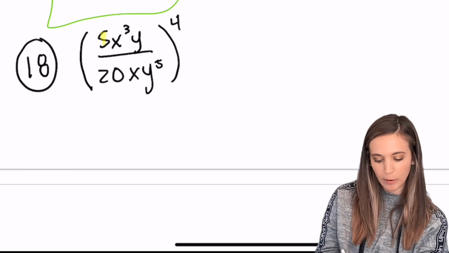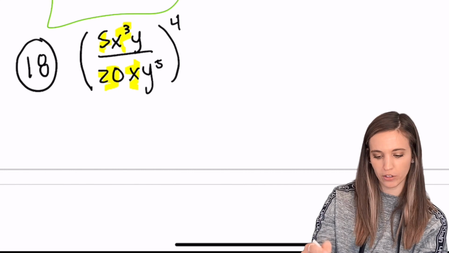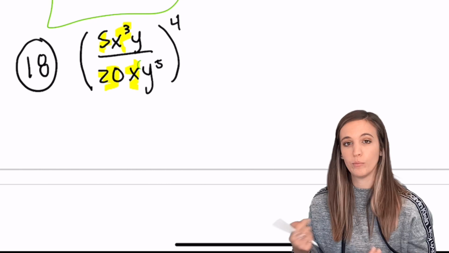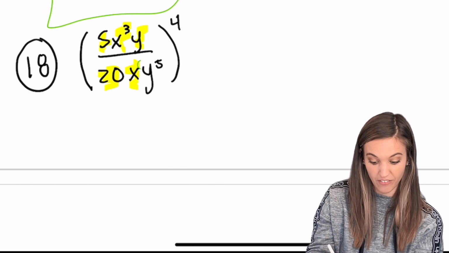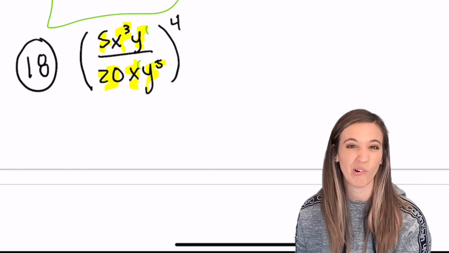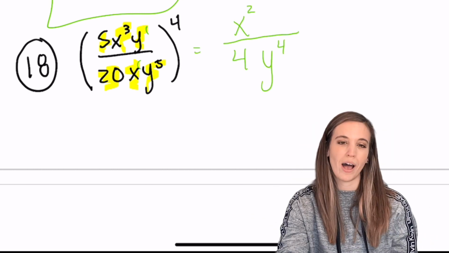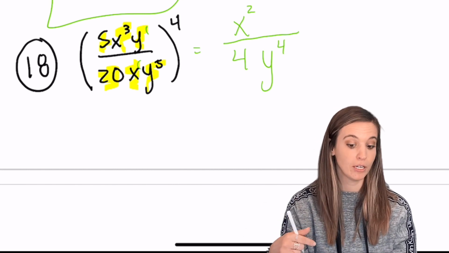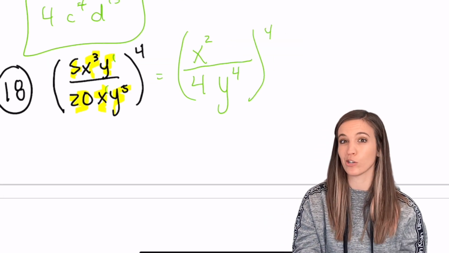So 5 divided by 20 is just 1/4. X to the 3rd divided by x, well, if I put a little 1 power on that x, 3 minus 1, because I'm dividing, right, would be 2, so x squared. And then y to the 1 power again, divided by y to the 5th, 1 minus 5 would be -4. Well, I don't really want to write it as y to the -4, so I could just move that to the denominator and write y to the 4th. So I've got x squared divided by 4, because of that 1/4 from 5 divided by 20, y to the 4th. All of that is being taken to that 4th power, so I can't forget that part.